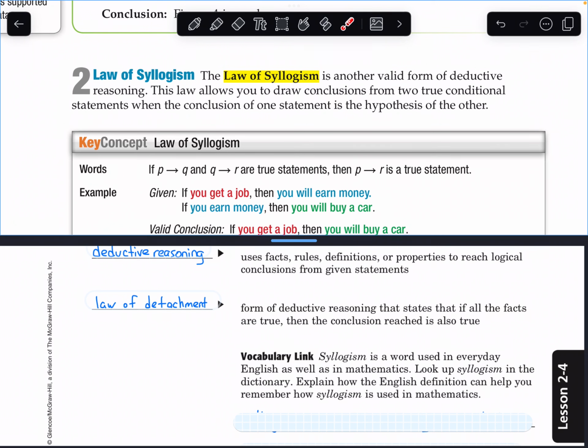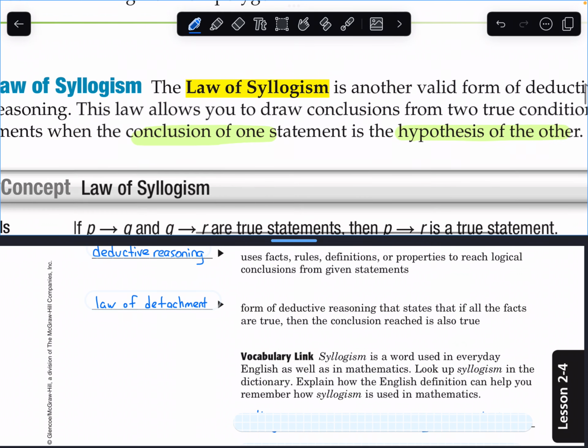All right, second law, law of syllogism. The law of syllogism is another valid form of deductive reasoning. This law allows you to draw conclusions from two true conditional statements when the conclusion of one statement is the hypothesis of the other. Conclusion of one is the hypothesis of the other. We want to see that.